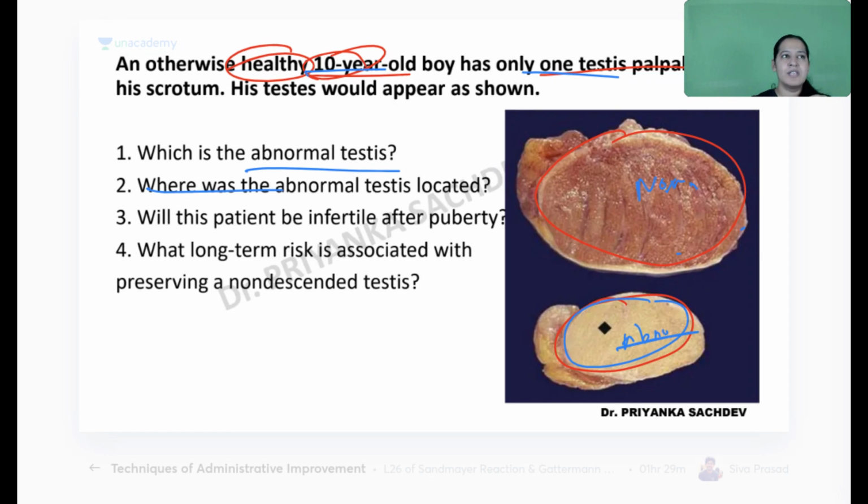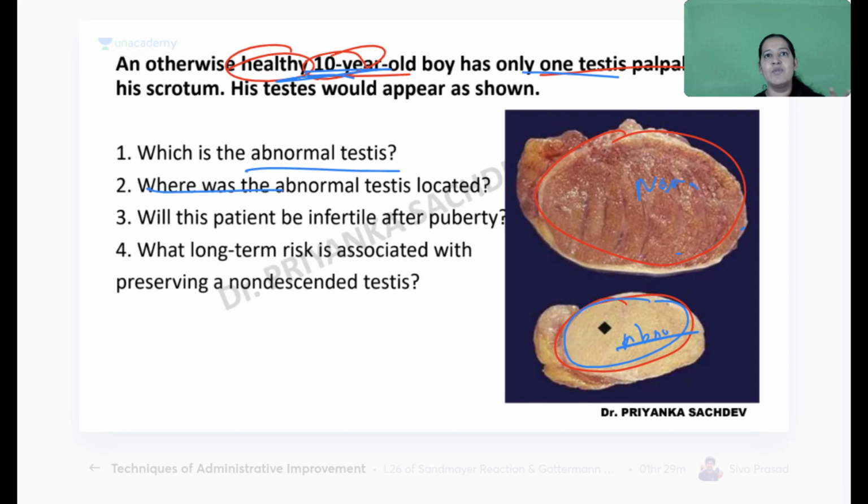Most of the parents diagnose it at an early age of the boy. At 5 to 10 years, they palpate the scrotum of the boy and find only one testis. So they will bring the boy to you saying my boy is having only one testis or none of the testes in the scrotum. So where are the testes? Are they not developed? You will say, no, it never happened. The testes are developed, but they are not present in the scrotum. They are present somewhere else in the abdomen.